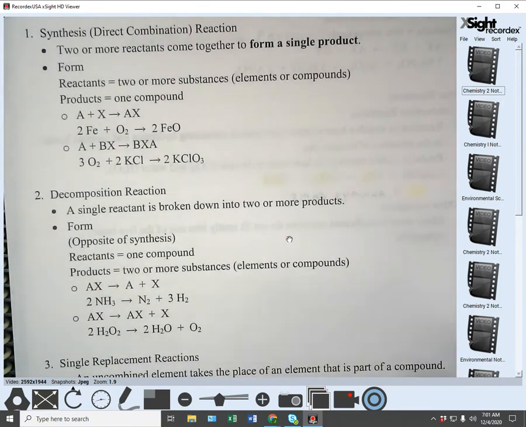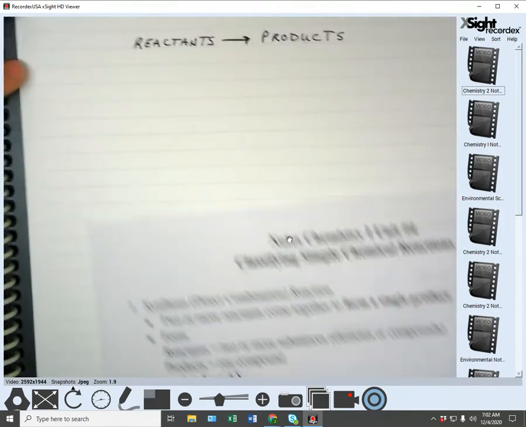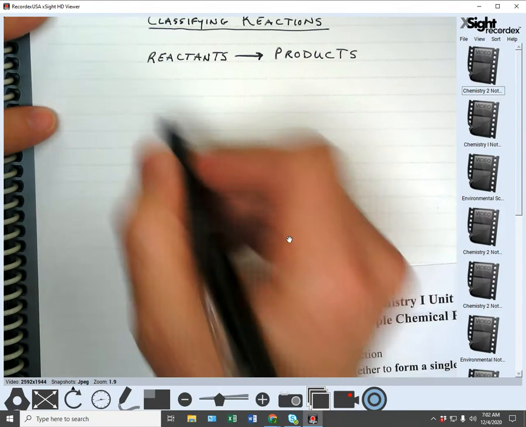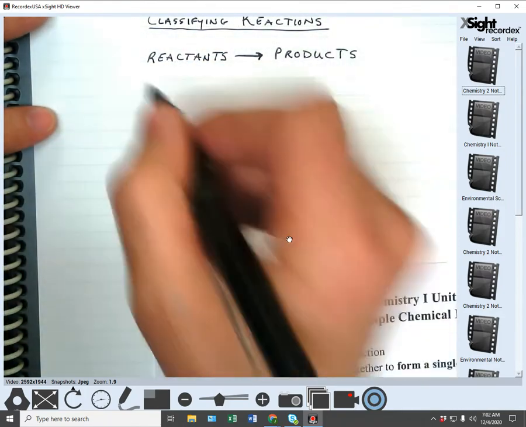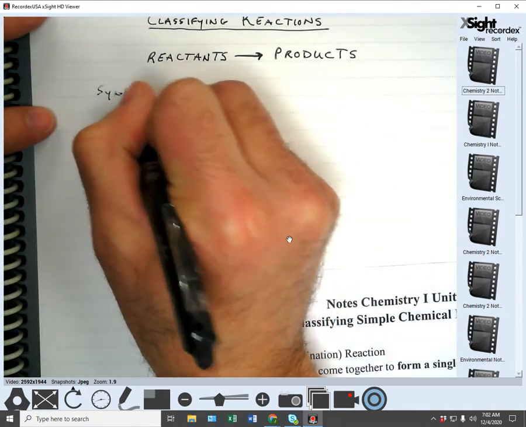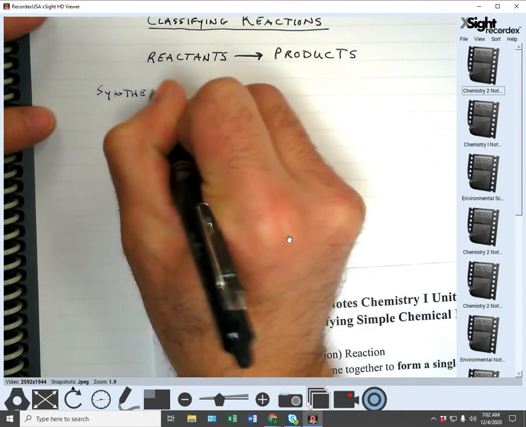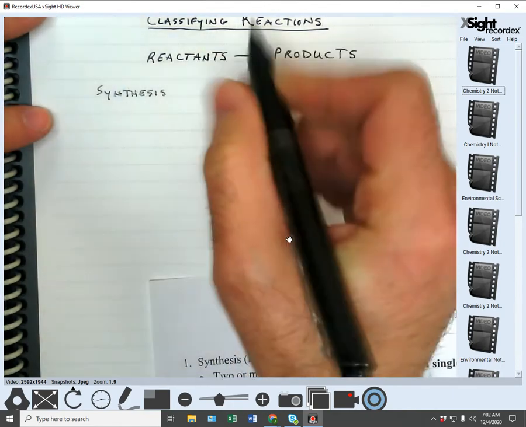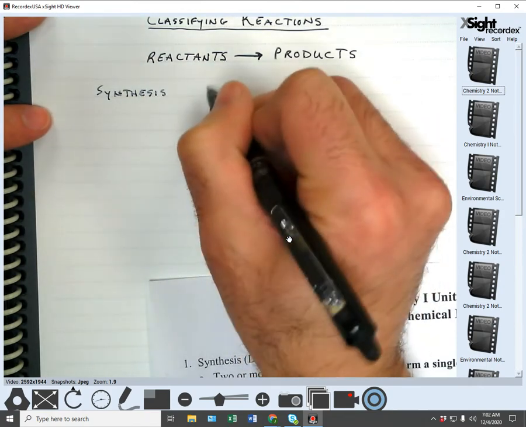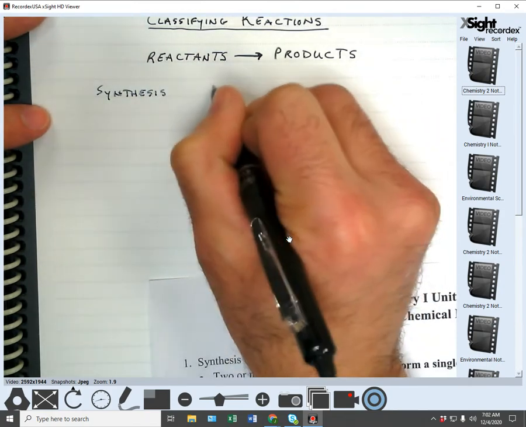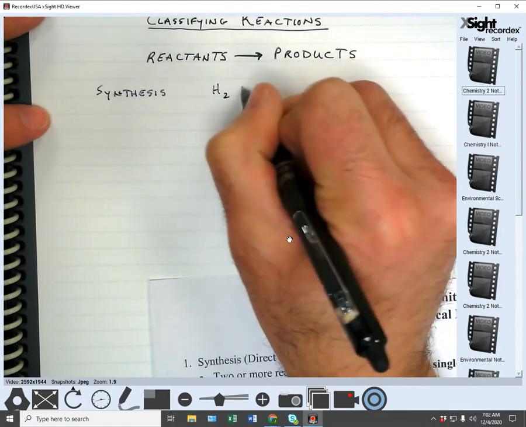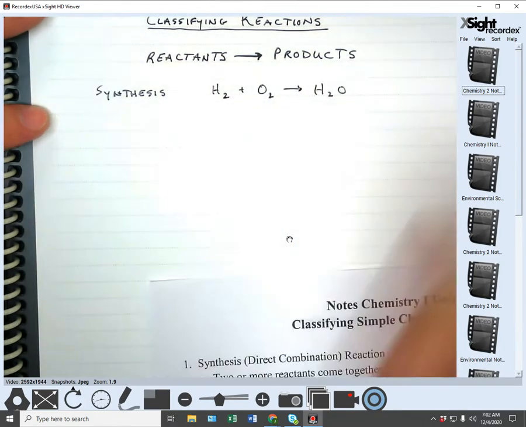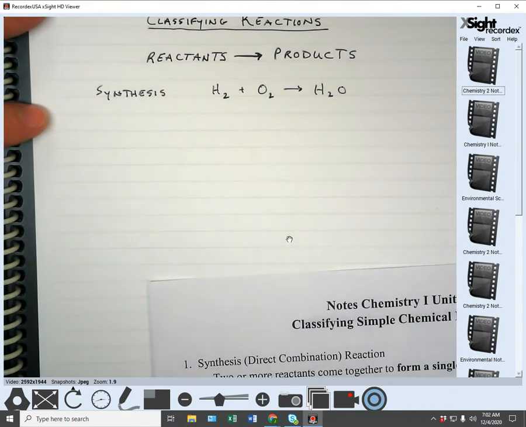One of the first reactions we ever really looked at is a synthesis. One of the first reactions that I ever really talk about is the creation of water, hydrogen plus oxygen creating water. That's a synthesis reaction.